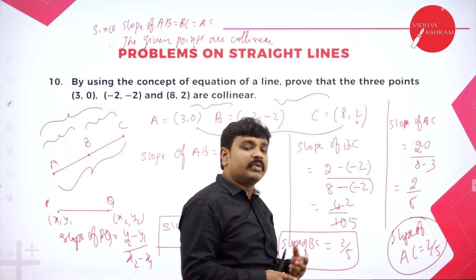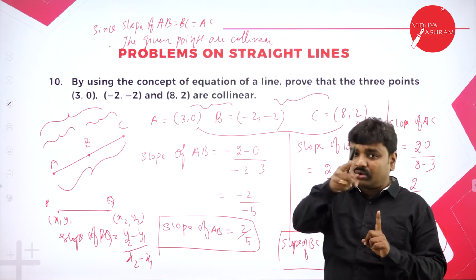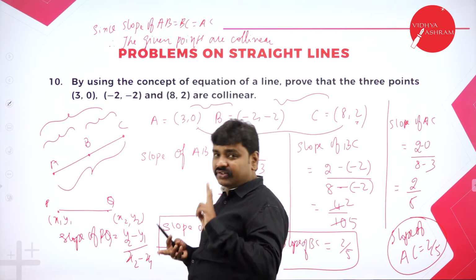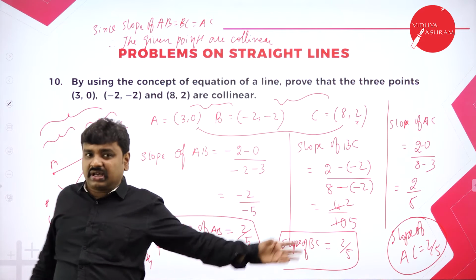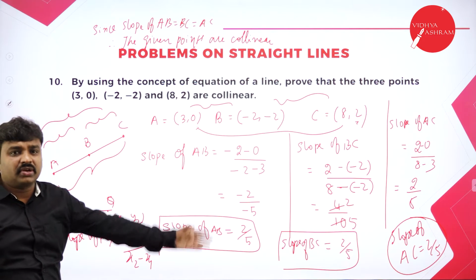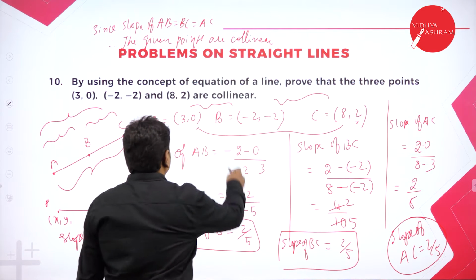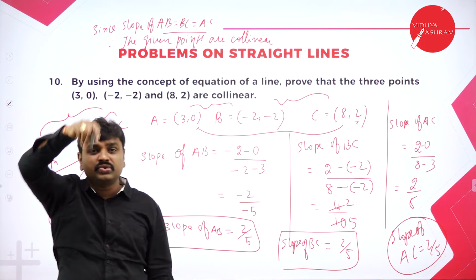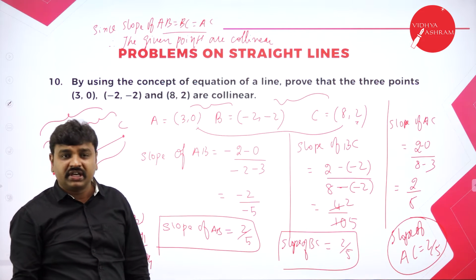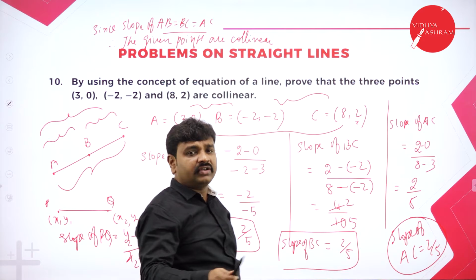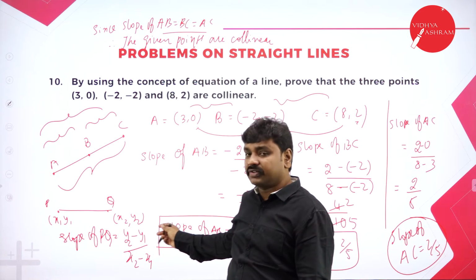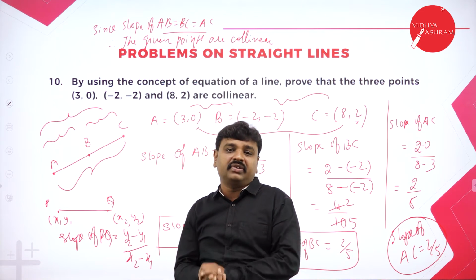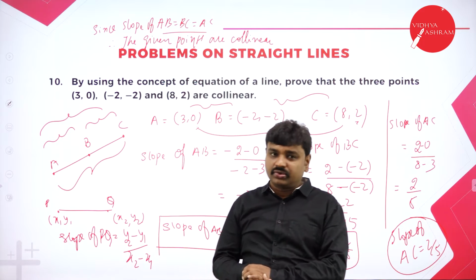Now collinearity can be proved by different methods. Area of triangle zero means collinear. And AB plus BC equal to AC means collinear. And this is another method. In this method, we proved the slopes are equal, because they're asking you to use the concept of equation of line. In the equation of line, we know for any line we'll have a slope. We are using the concept of equation of line, that is the slope concept, and we derived this. I hope all of you understood this.